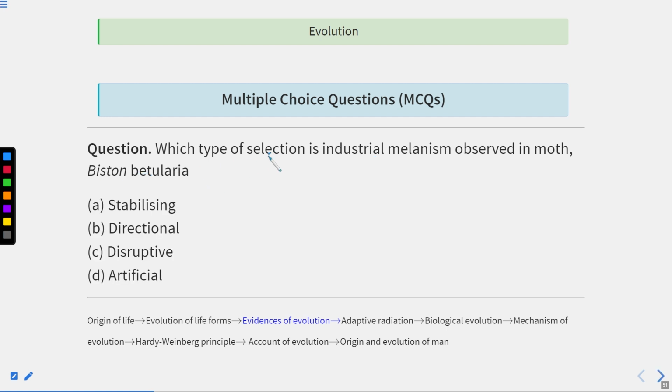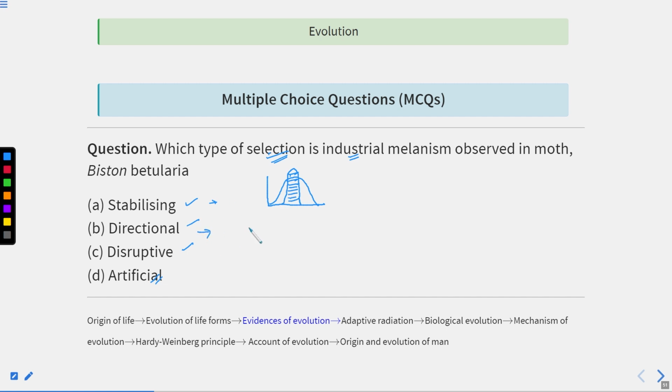So here, what type of selection is industrial melanism observed in moth? Natural selection or the selection are of so many types. The first one is stabilizing, second directional, third is disruptive, and fourth they are talking about artificial selection, which we have already discussed. All right. So what happens in stabilizing? The intermediate phenotype is selected. So for the original population, this intermediate is selected. This is known as stabilizing.